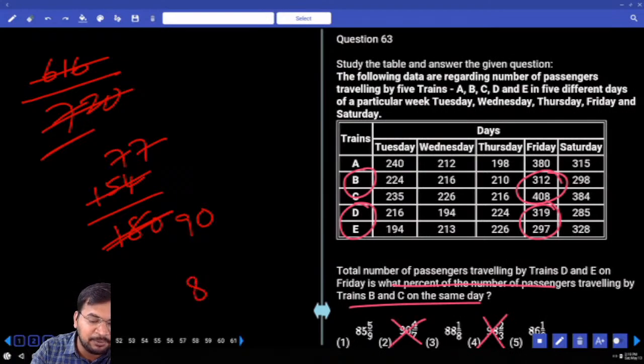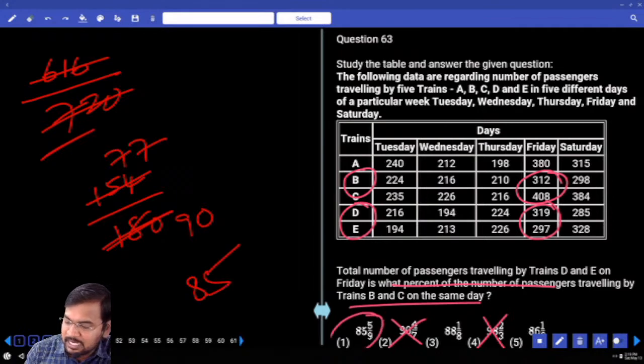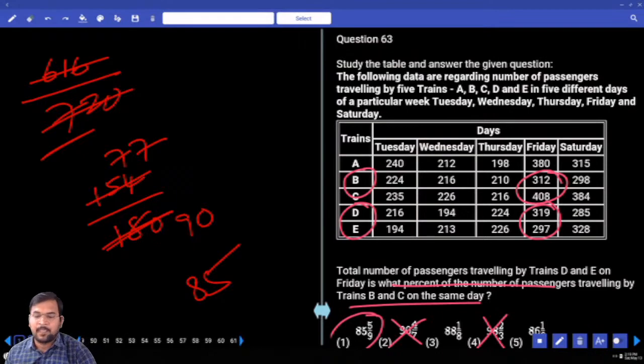9 8s are 72, remainder will be 5. So how many times does 50 go? 9 5s are 45, and our answer starts with 85. Start with 85, how many options? Only one option. The options are very close, that is why we did it this way.